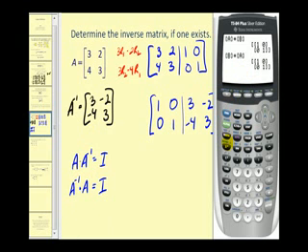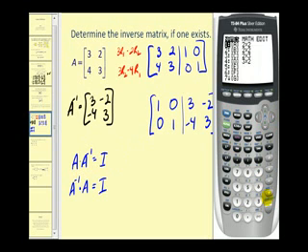Go to enter in the given matrices. So second matrix, go over to edit, press enter, and we're going to enter in matrix A here, 3, 2, 4, 3, and then we'll put A inverse in matrix B. Okay, let's go ahead and find these two products.